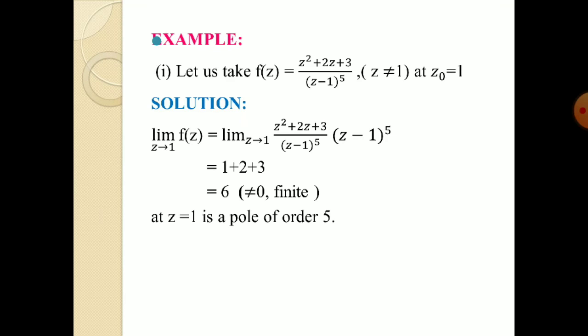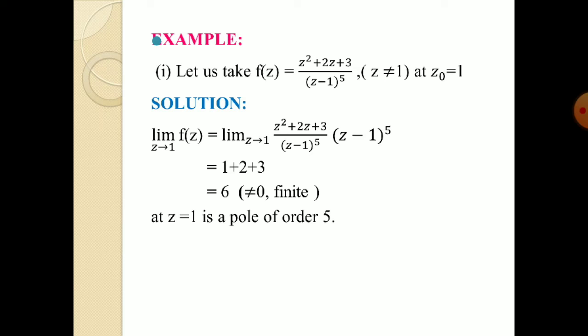For example, consider the function f of z equal to (z square plus 2z plus 3) divided by (z minus 1) whole power 5, z not equal to 1. Here is the solution for that. Taking limit of f of z on both sides as z tends to 1, we get limit z tends to 1 of f of z equal to limit z tends to 1 of (z square plus 2z plus 3) divided by (z minus 1) whole power 5, into (z minus 1) whole power 5. Here the value z is not equal to 1.